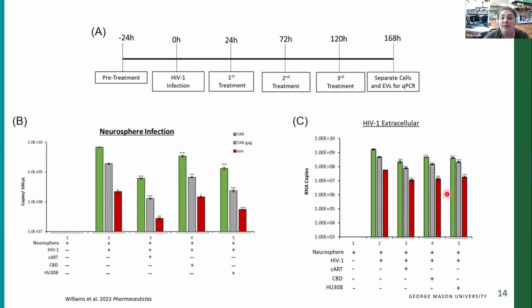And for the extracellular component, like I said, here we used the supernatant from the neurospheres and isolated the RNA, and similarly saw a statistical decrease in all treatments, so our CR alone, our CBD and CR, and our HU308 and CR.